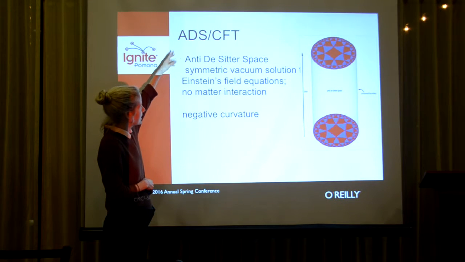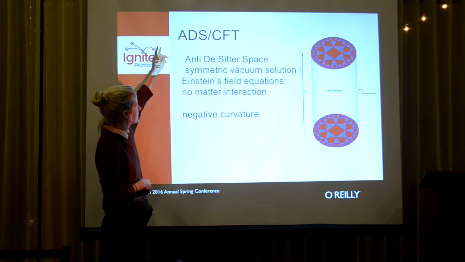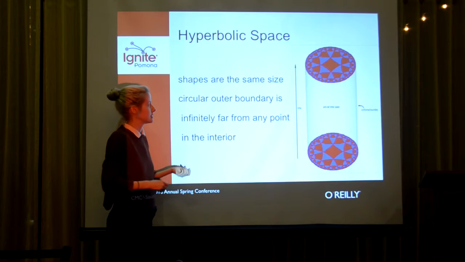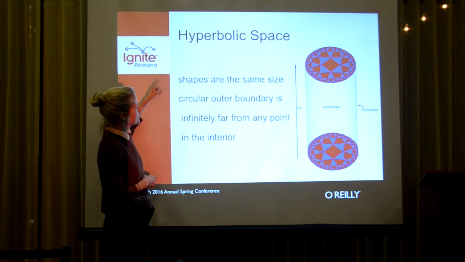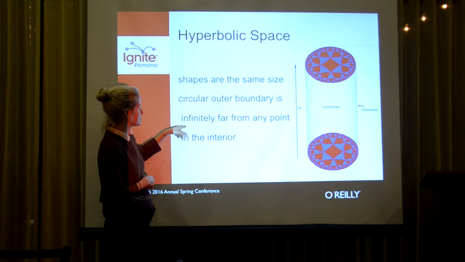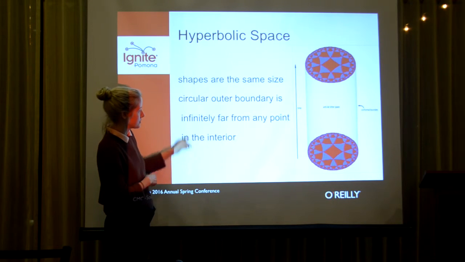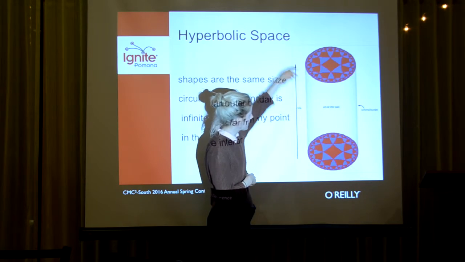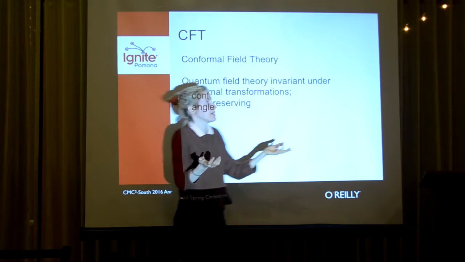They came up with this major duality between a certain hyperbolic space and a solution of Einstein's field equation. Hyperbolic space is gnarly. Somebody was talking about it earlier, right? Let's have fun with hyperbolic space. The shapes are the same size, but I think it's always fun that the boundary is infinitely far from any point in the interior. So AdS space is inside, and you're going to have a conformal boundary. Conformal just means angle preserving.